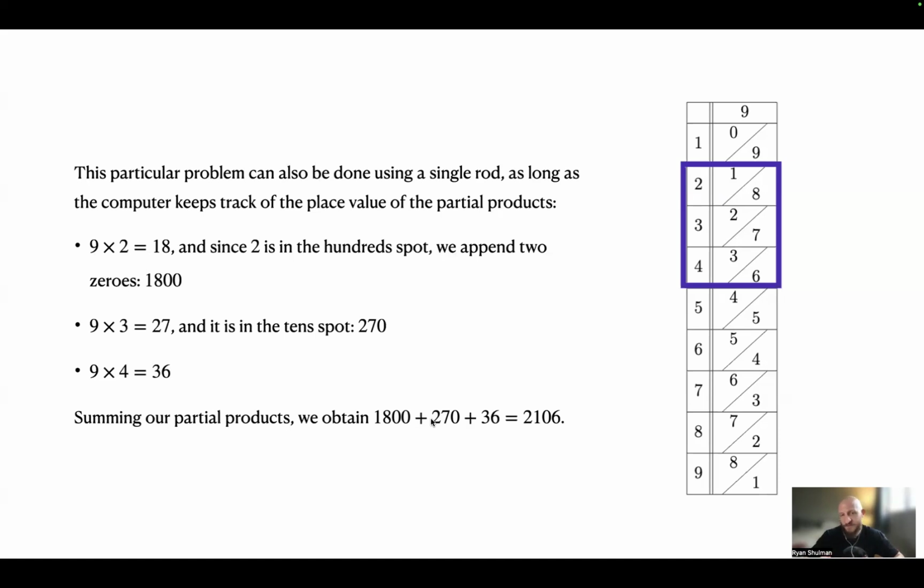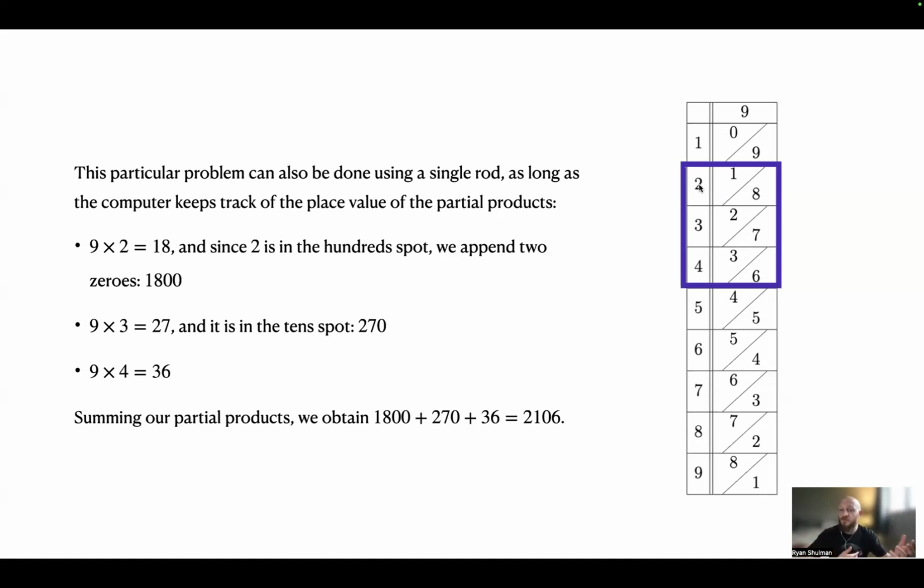Maybe of interest with Napier's rods, this same problem could be completed using even just a single rod, as long as whoever's doing the calculations keeps track of whatever power of 10 we're multiplying by. So the relevant rows here are the 2, 3, and the 4 rows. I'll start with the 2 row. So I'm doing 9 times 2. Technically, though, it's actually 9 times 200.